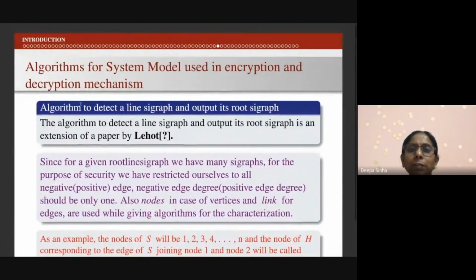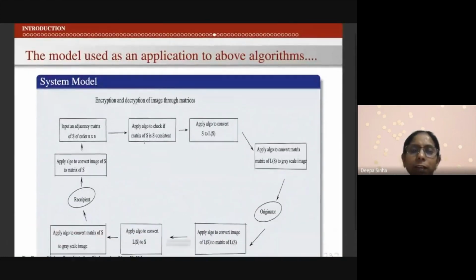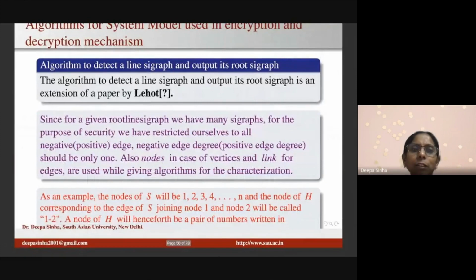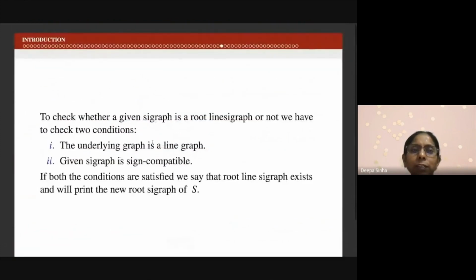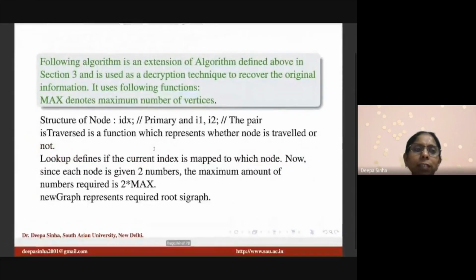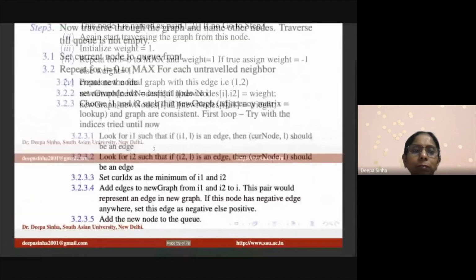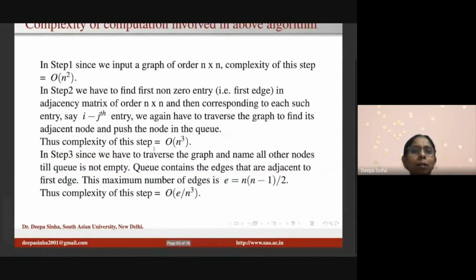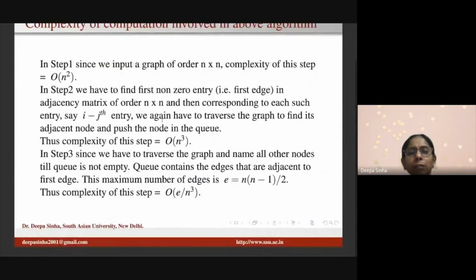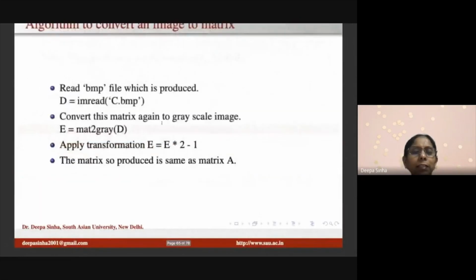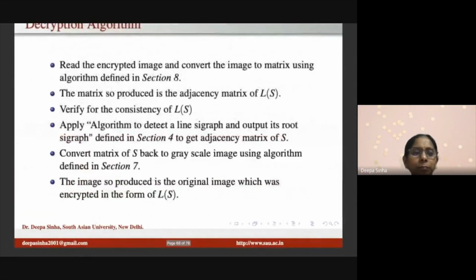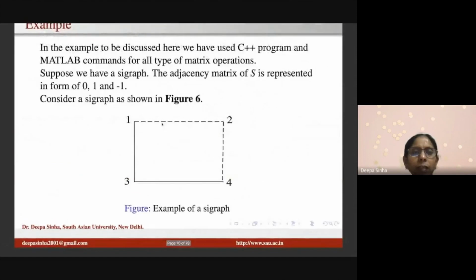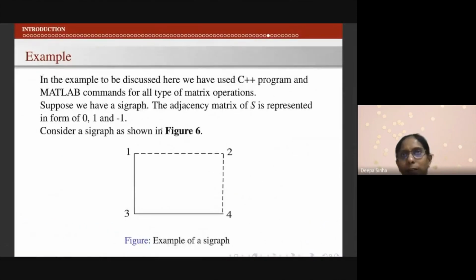So while using this, several algorithms are involved. The algorithm to detect the line sign graph and its root sign graph is there. You can see that these are the algorithms, and all of this is written in pseudocode. Then the complexity of the computation involved in every algorithm, and all those algorithms which are being used, are enumerated over here.